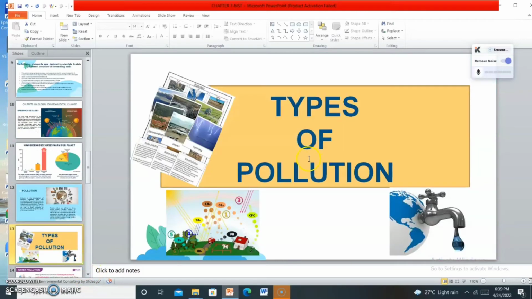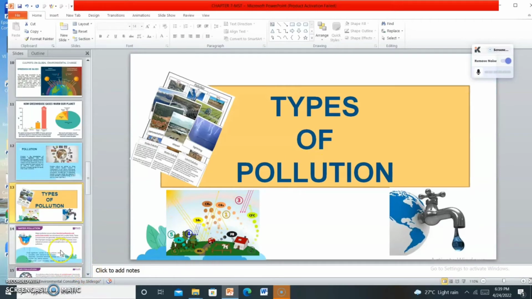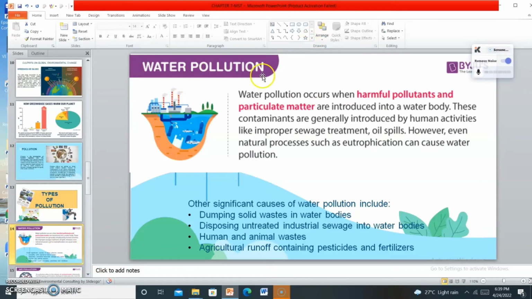What are the types of pollution? First is water pollution. Water pollution occurs when harmful pollutants and particulate matter are introduced into a water body. These contaminants are generally introduced by human activities, like improper sewage treatment or spills.